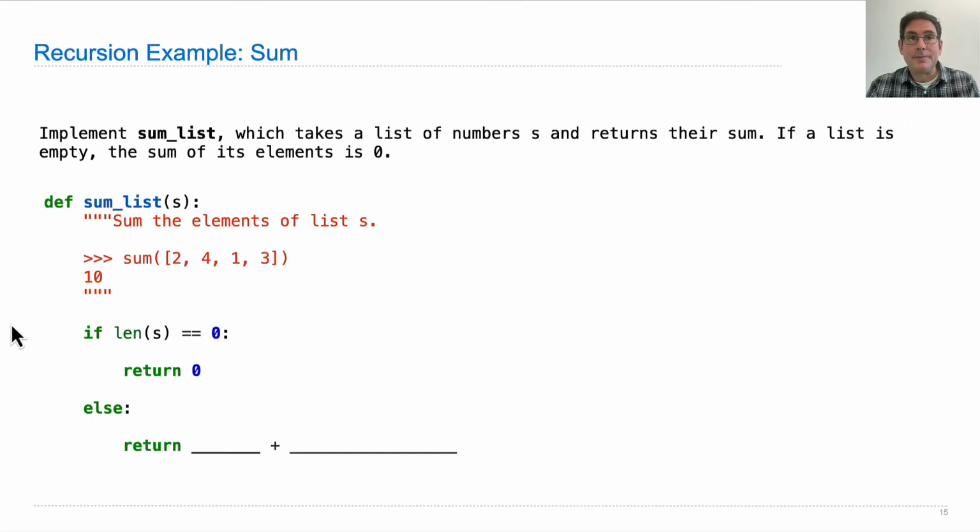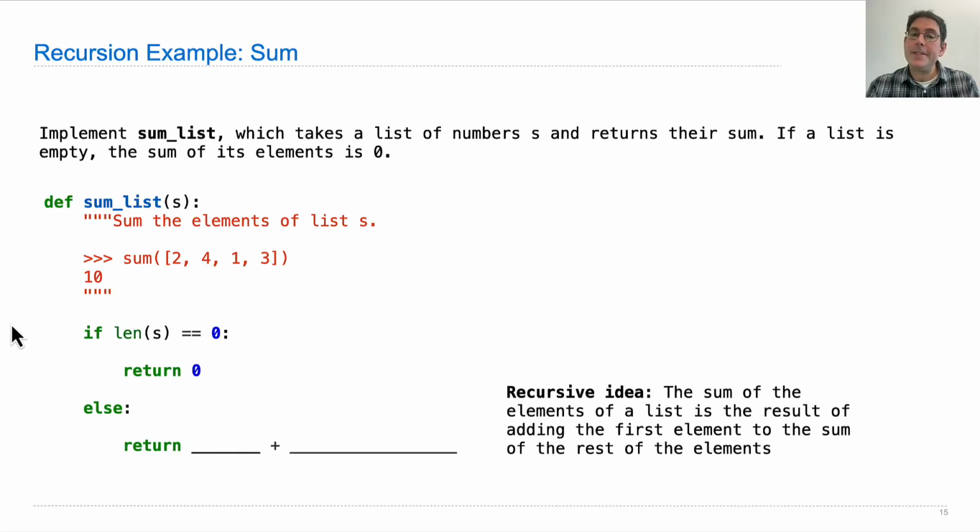So here's the recursive idea in 3, 2, 1. The sum of the elements of a list is the result of adding the first element of the list to the sum of the rest of the elements of the list. The reason this is a useful recursive idea is that the sum of the rest of the elements is a recursive call. With that idea, see if you can fill in the code. I'll show it to you in 3, 2, 1.